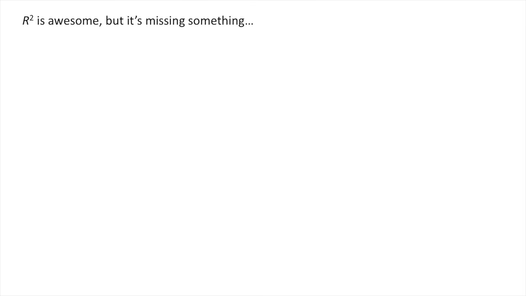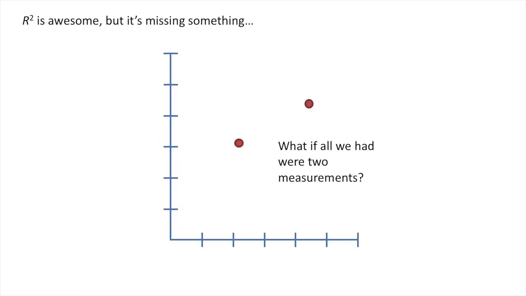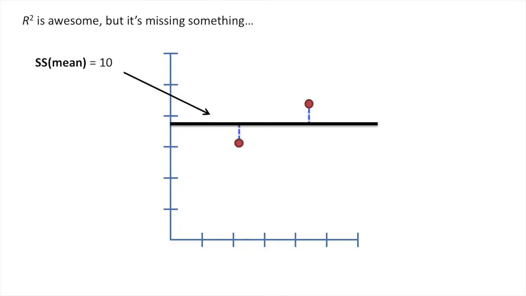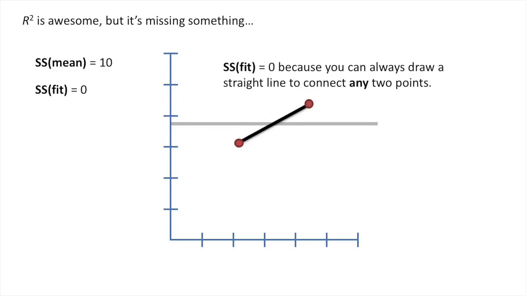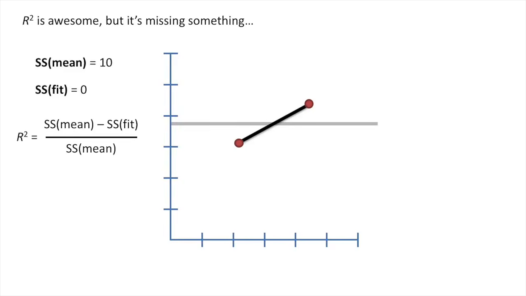R squared is awesome, but it's missing something. What if all we had were two measurements? We'd calculate the sum of squares around the mean. In this case, that would be 10. Then we'd calculate the sum of squares around the fit, which equals 0. The sum of squares around the fit equals 0 because you can always draw a straight line to connect any 2 points. What this means is when we calculate R squared by plugging the numbers in, we're going to get 100%.